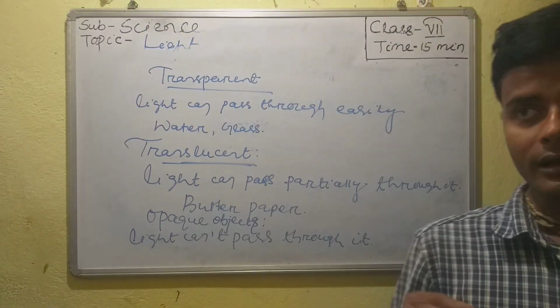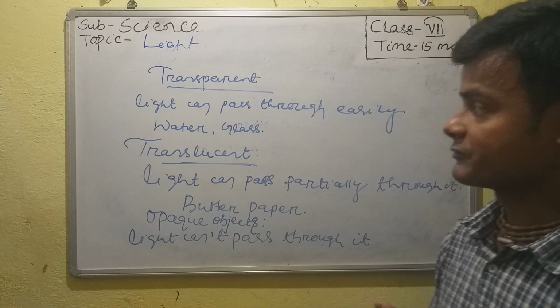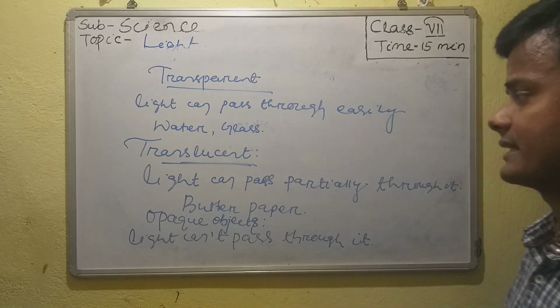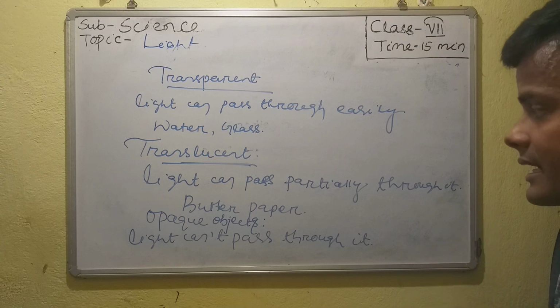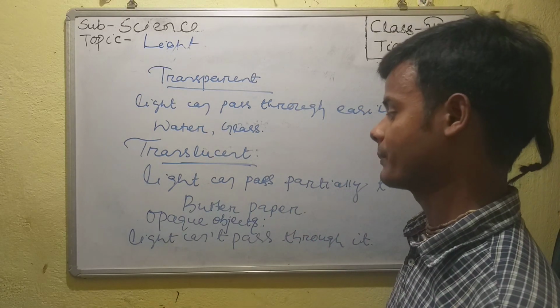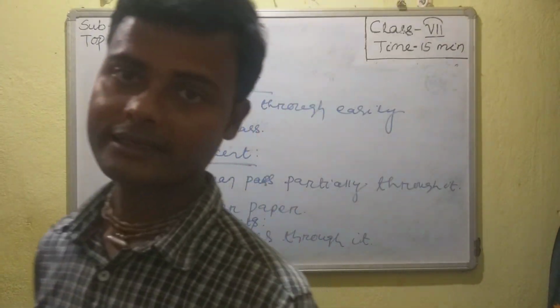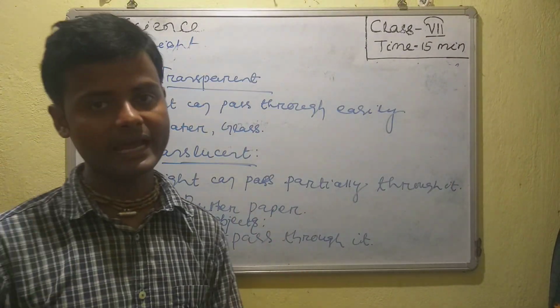Transparent means light can pass through easily, like water and glass. Translucent, light can pass partially through it, like butter paper. And opaque objects, light cannot pass through them, like the duster or wood, right? So this is all about the light chapter.